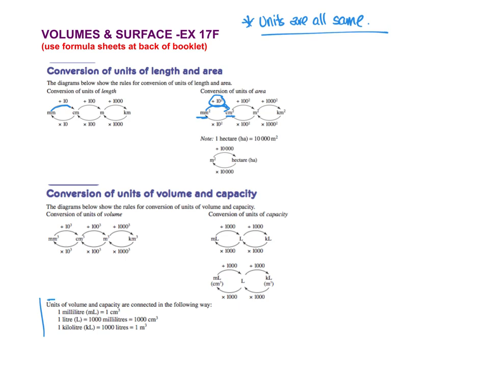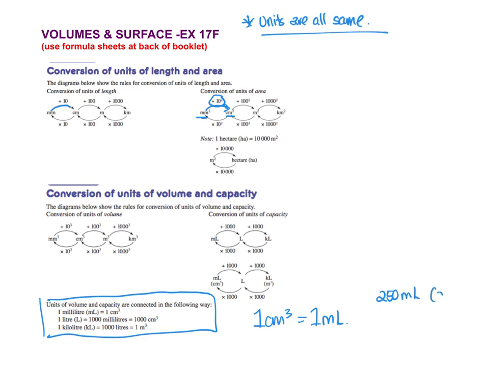And then these ones down here are probably pretty important, because sometimes with the volume, they'll ask for milliliters or liters, and your measurements are in centimeters. Probably the most common one is that 1 centimeter cubed equals 1 mil. So if you've got a 250 mil can of Coke, that is actually 250 centimeters cubed. It's just 1 for 1.